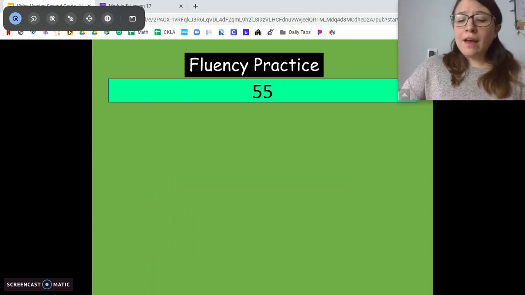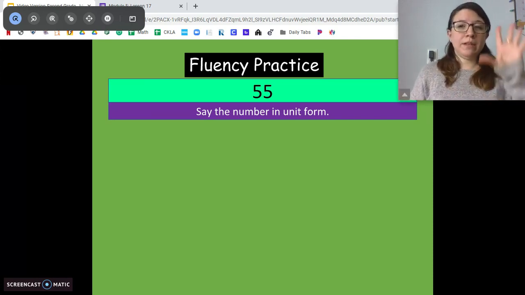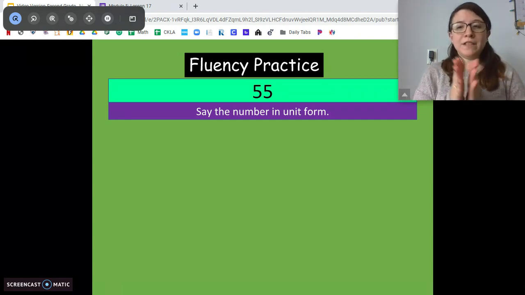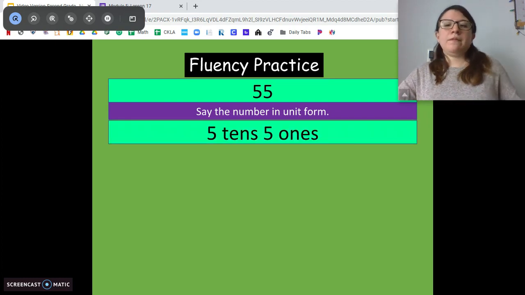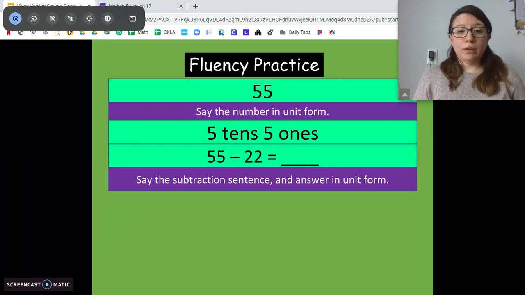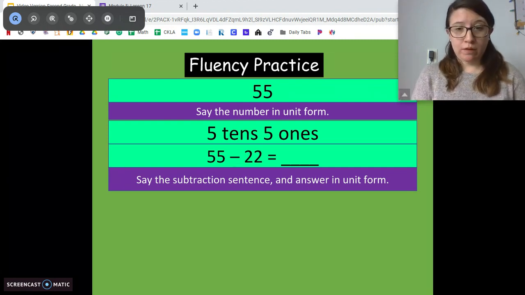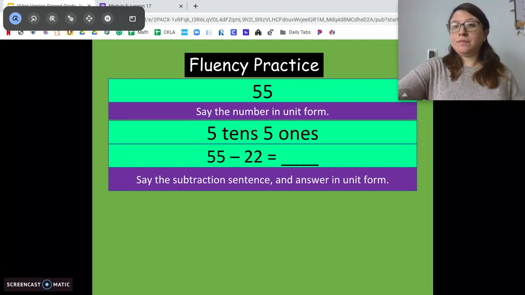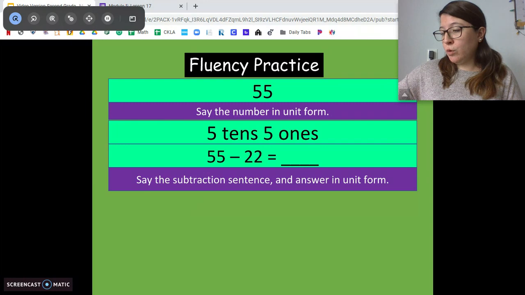We're gonna switch gears. I would love for you to tell me this number in unit form. Remember, in unit form is when we tell the number of tens and the number of ones. So what is 55 in unit form? Good. 5 tens, 5 ones. So what we're going to do is say this number sentence now in unit form. So we have 5 tens, 5 ones minus what's 22 in unit form? Good. So we're going to do 5 tens, 5 ones minus 2 tens, 2 ones.